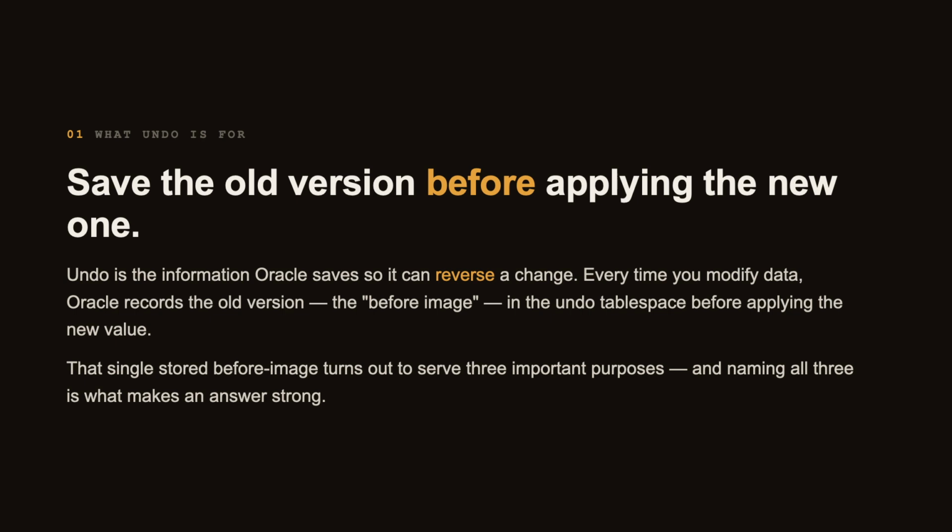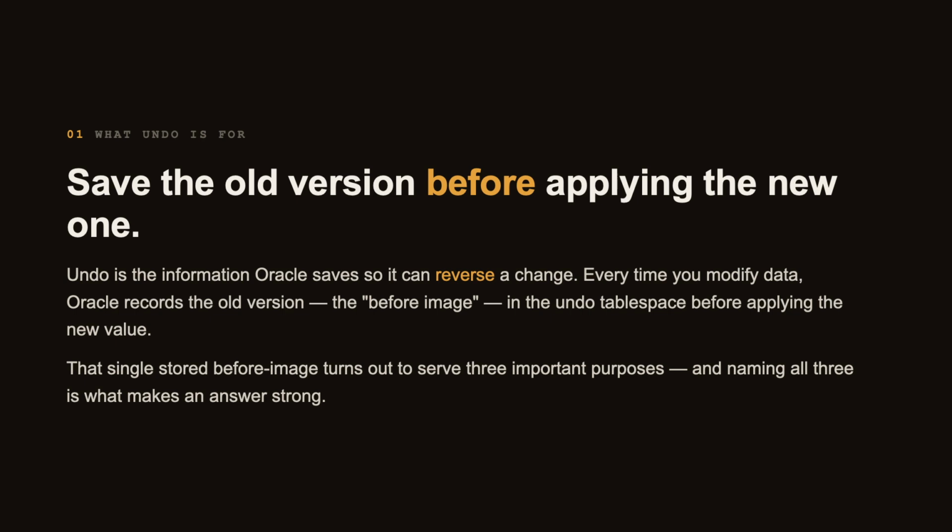Here's the mechanism. Every single time you modify data, an update, a delete, Oracle first records the old version of that data, the before image, into the undo table space, and only then applies your new value. So at any moment, Oracle is holding both the current state and a trail of what things looked like before.